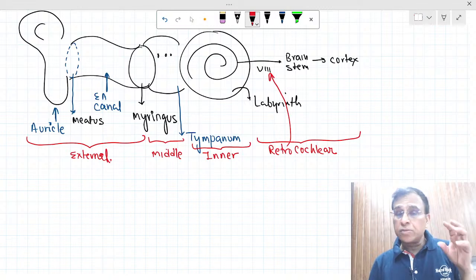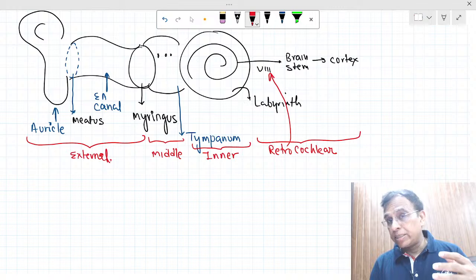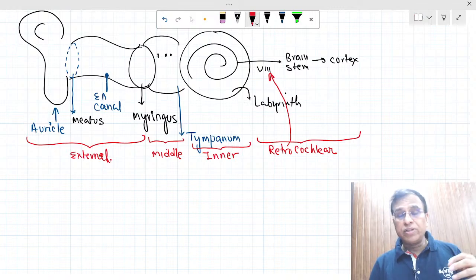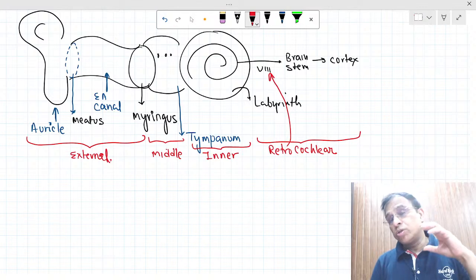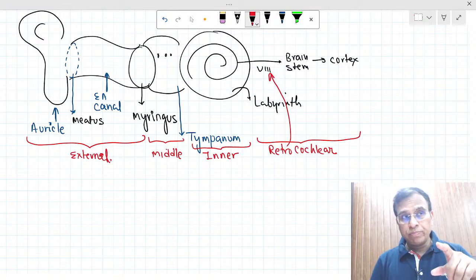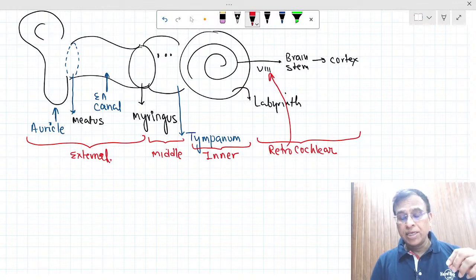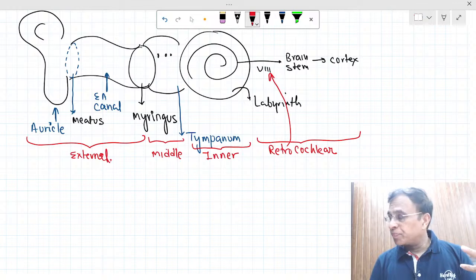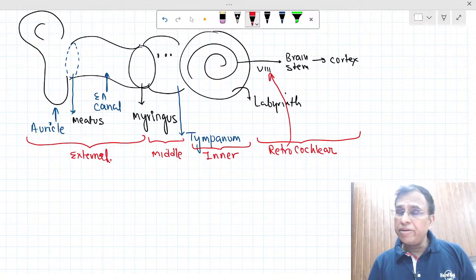Although middle ear is the smallest part of the entire ear compared to the external ear and the inner ear and the retrocochlear, if you compare all of them, middle ear is very, very small actually. But it's the most important part for you, because maximum questions from ear are asked from the middle ear, whether it is physiology, anatomy, investigations, diseases, procedures and surgeries, middle ear, everything is important.